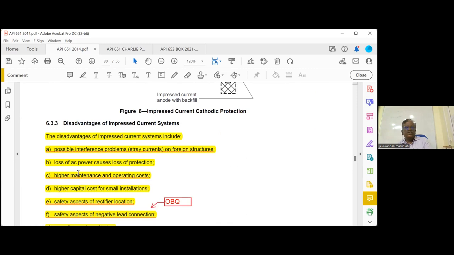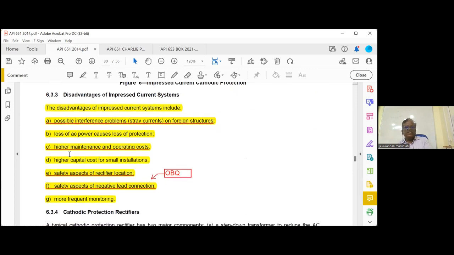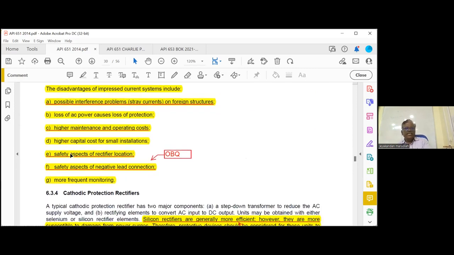Then you can see disadvantage. Highlight the A. Possible interference problems, stray currents on foreign structures. C. Higher maintenance and operation costs. E. Safety aspects of rectifier location. F. Safety aspect of negative lead connection. This was asked in the open book question.